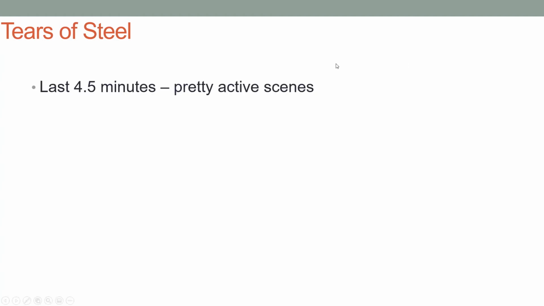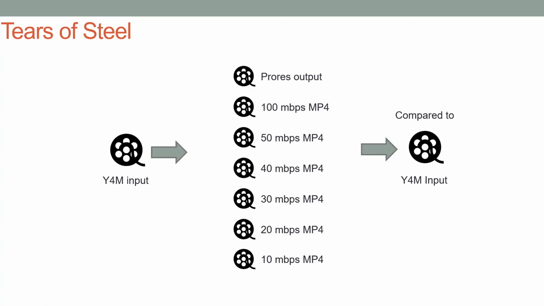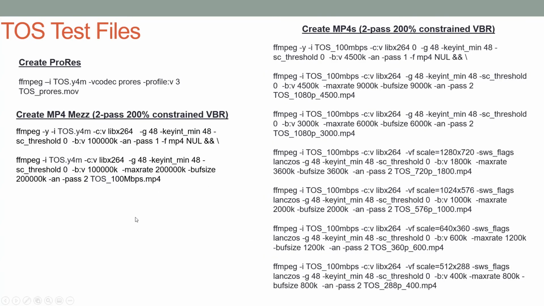Now let's look at the second test, which involved the Tears of Steel video, specifically the last 4.5 minutes, which is pretty active scenes, both computer generation and live human action. What I did here is I took the Y4M input, and then I output ProRes, and then MP4 files in these bit rates, and then I compared the files I encoded from these mezzanine files to the original Y4M input here. And here are the FFmpeg command strings that I used to produce the ProRes file, the MP4 files, and the encoding ladder, which has 6 rungs instead of 5.